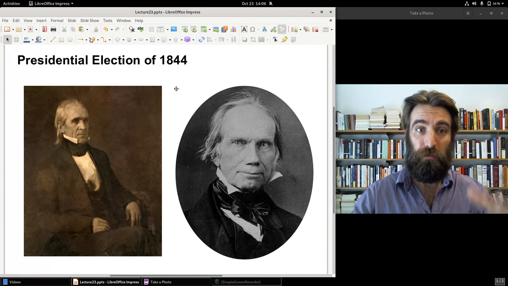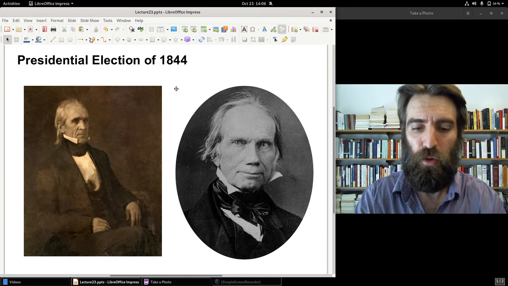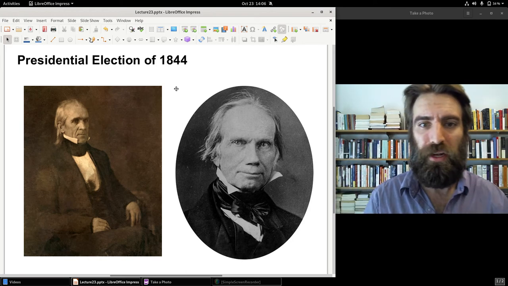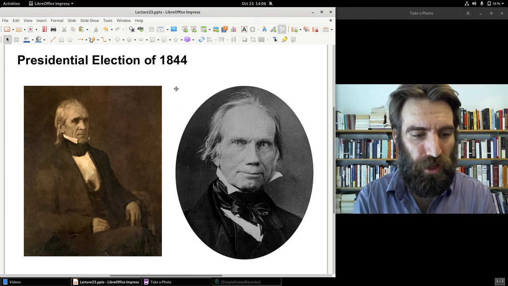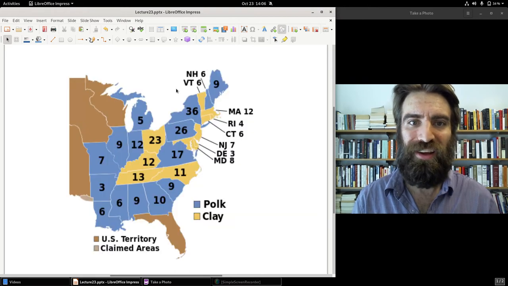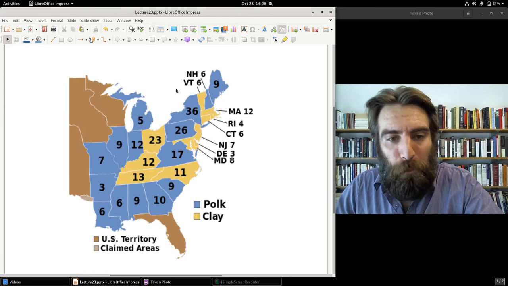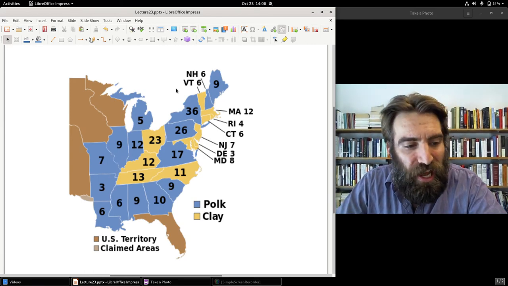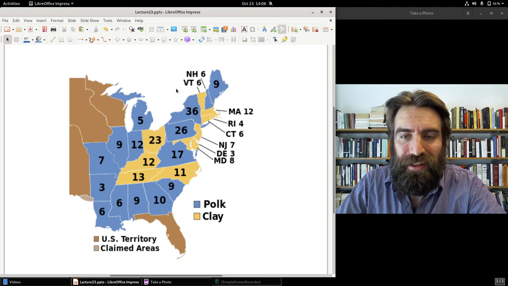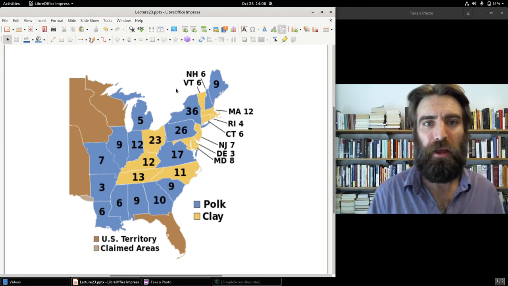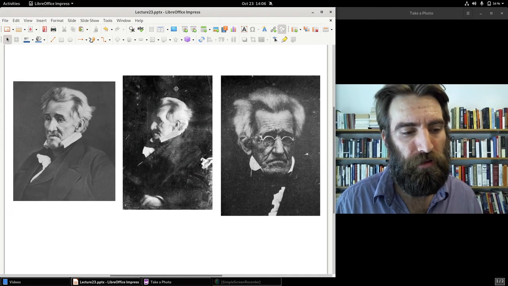Polk takes a real easy-to-understand view on Texas. Annex Texas, Polk says. Henry Clay waffles a bit, doesn't really take a stance one way or the other, and Clay loses the election. Polk takes it, and that's that. There will not be a third Bank of the United States.